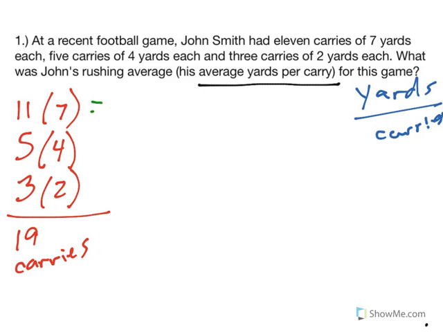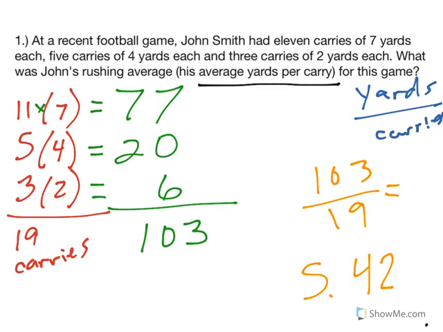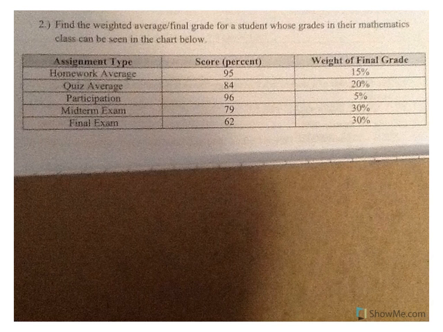Then when I look at the numbers, if he had 11 carries at 7 yards each, if I multiply these, that's 77 total yards. 5 carries at 4 yards each, that's 20 more yards, and 3 carries at 2 yards is 6. So John rushed for 103 yards. Hey, 100-yard rushing game, attaboy. So now we take our yards, 103, divide by the number of carries, and we know that John averaged 5.42 yards per carry. And let's go to number 2.